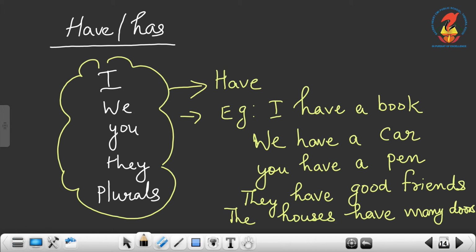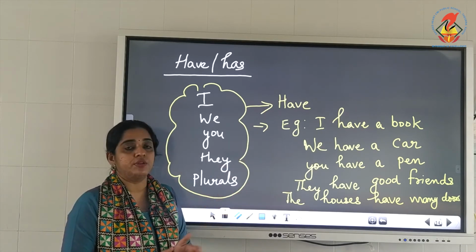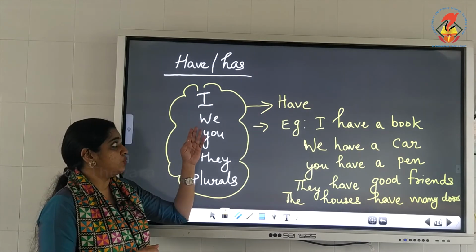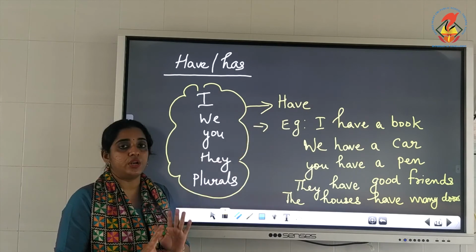This you have to learn by heart. I, we, you, they, all plurals, you have to use have. Okay. Example, see, I have a book. We have a car. You have a pen. They have good friends. The houses have many doors. So make it a point that in all these examples the words I, we, you, they and all plurals are using the word have, only have.